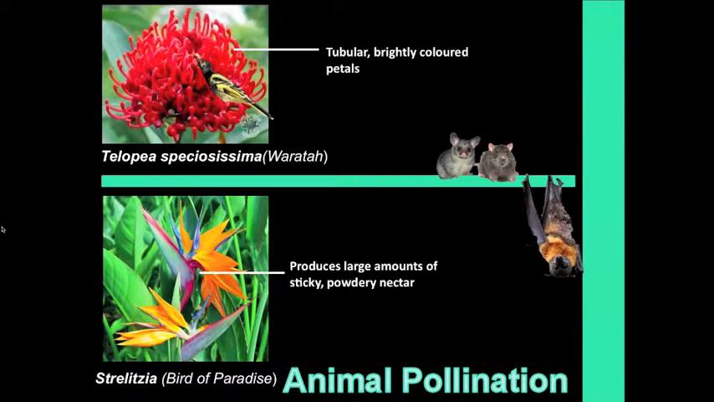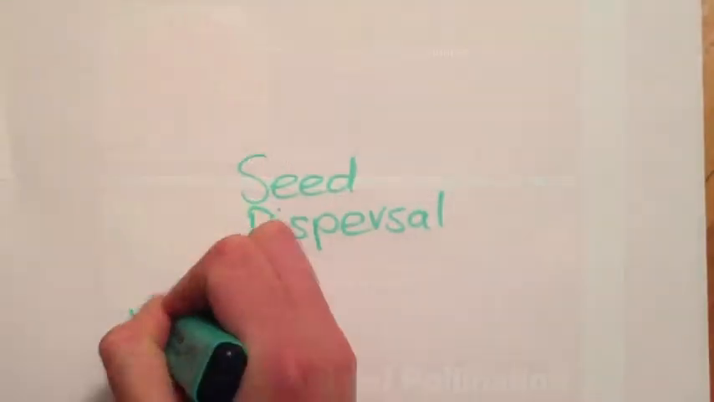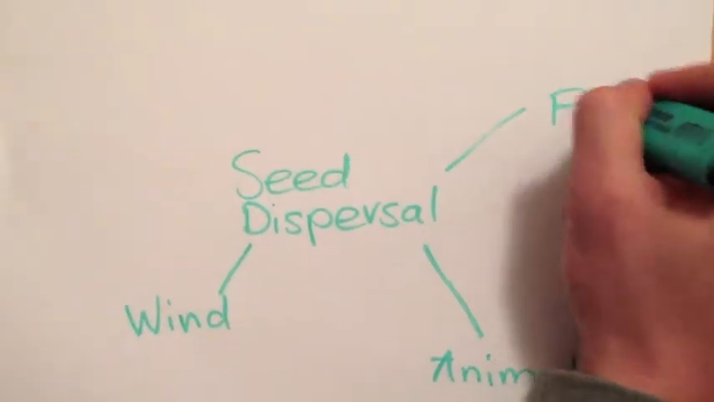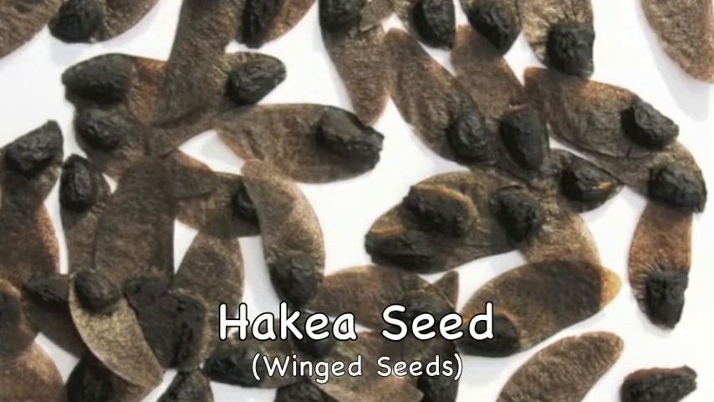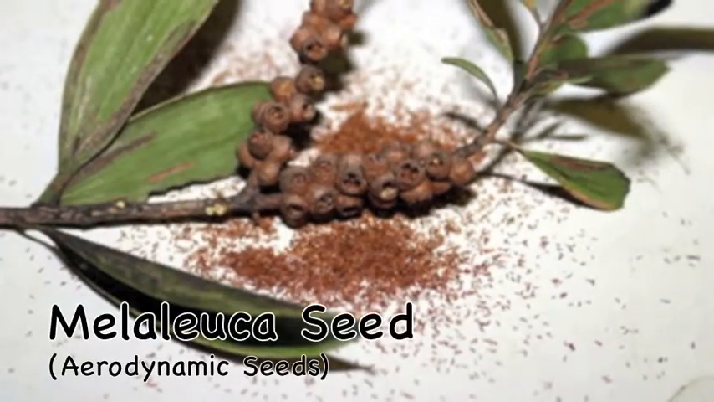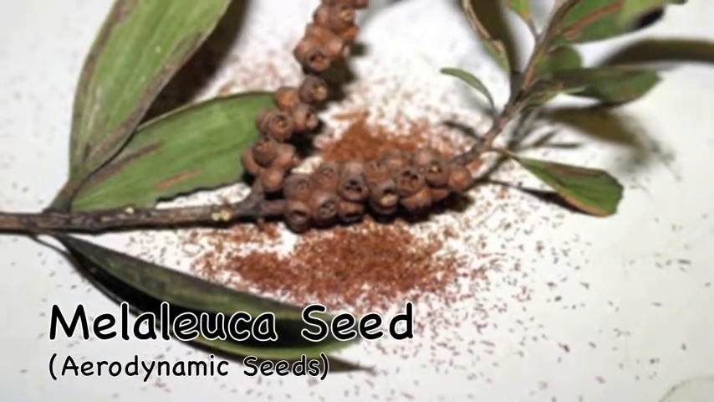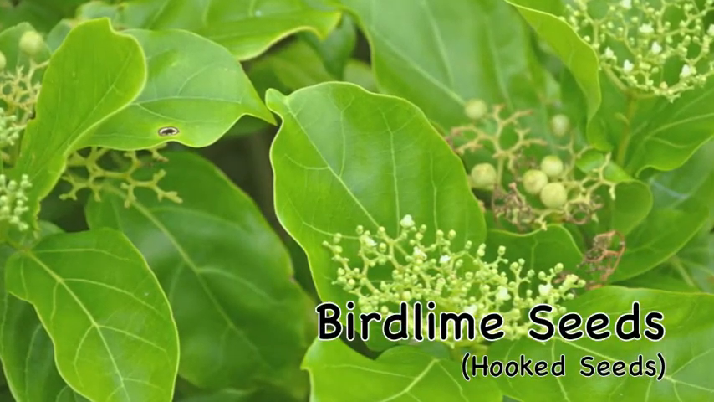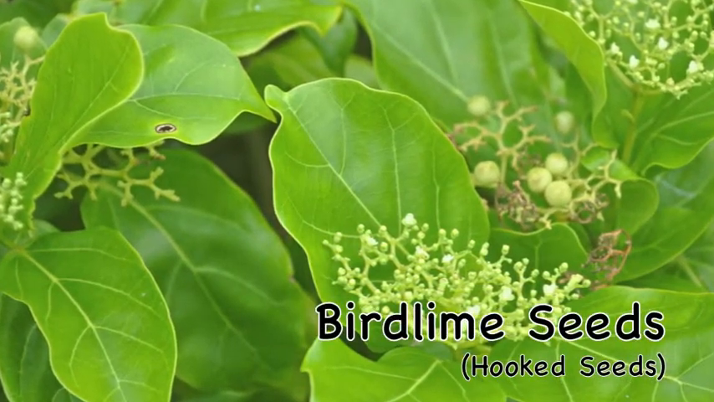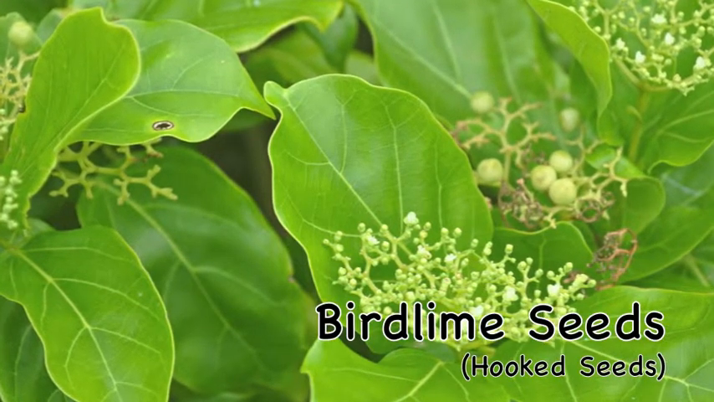There are 5 major methods of seed dispersal: wind, animal, fire, water, and explosion. Seeds which are dispersed via wind, such as the hakea, may have winged seeds, or have an aerodynamic structure such as the melaleuca seed, allowing the seed to travel easily to the ground. Seeds that require animals for dispersal may have hooks to easily catch onto the animal's exterior, such as the birdlime tree, or seeds may be dispersed via animal feces.